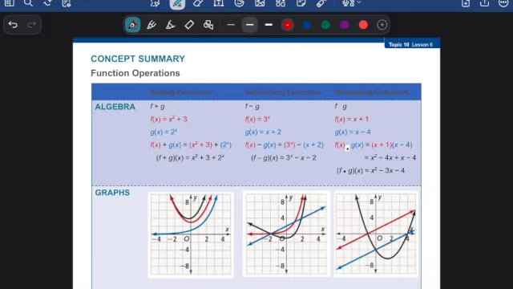All right, we've made it to the concept summary. Functions with operations are very similar to polynomials, so just remember to match up your like terms and use an area model if that's helpful for you when you are multiplying your functions. Let me know if you have any questions, and I'll see you back here for lesson 7.